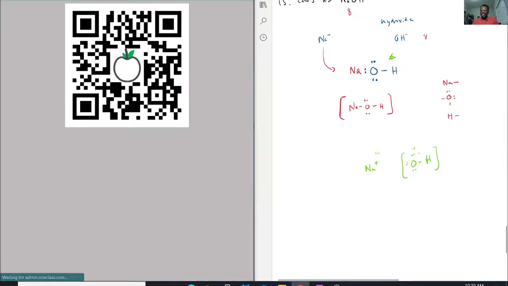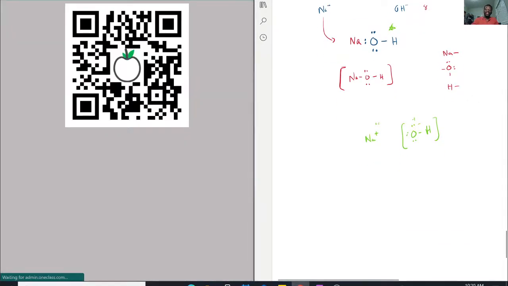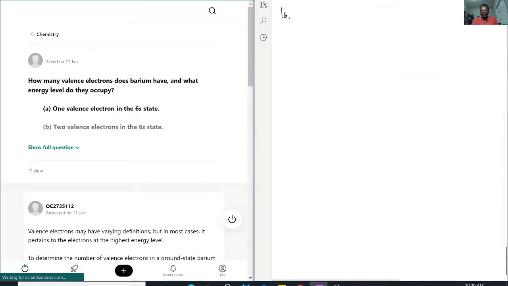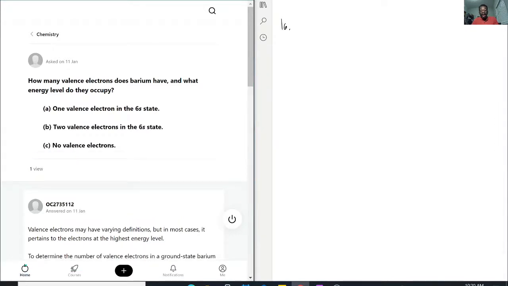So, with that being said, let's move on to question number 16. We have, how many valence electrons does barium have, and what energy level do they occupy? So, barium, valence electrons, and what energy level?